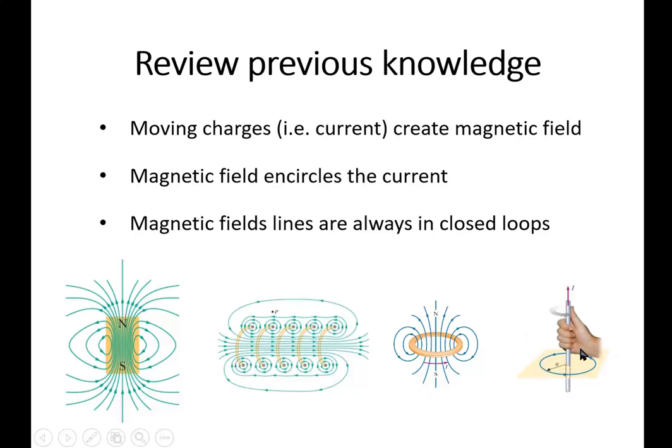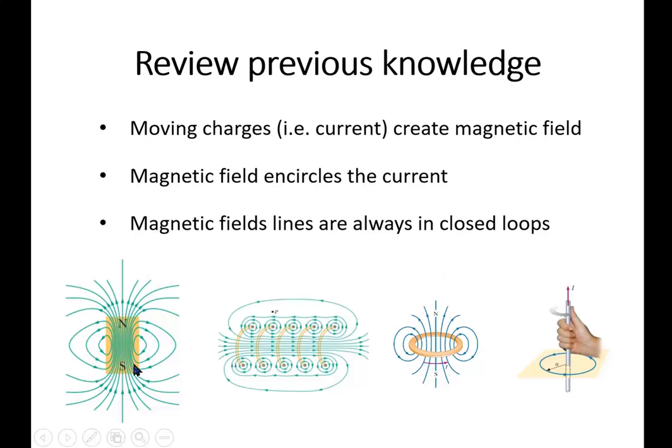In this one too, this long wire has a magnetic field that is encircling it. It is in loops. These ones also, the ones you see as if they are terminated, they are not terminated. It's simply because we are not able to draw everything. That's why we leave it like that.